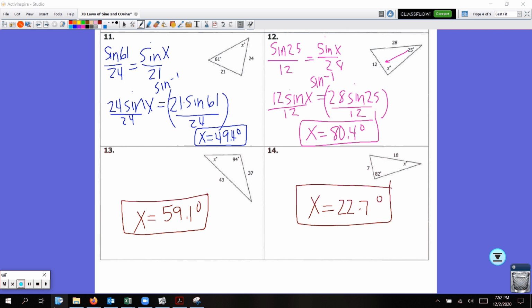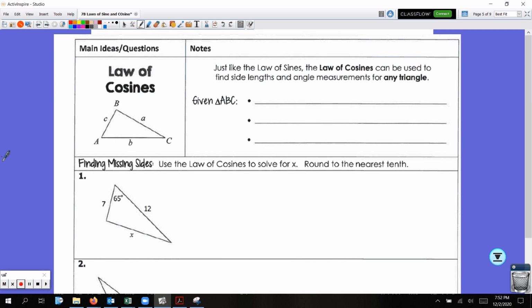So now we're going to switch gears. Make sure you have a clean sheet of paper because we're going to talk about the laws of cosine. With sine, we set up proportions. With the laws of cosine, there is a relationship between angles and their sides, but it's going to be a different setup. So prepare yourself. It's a little overwhelming at first.